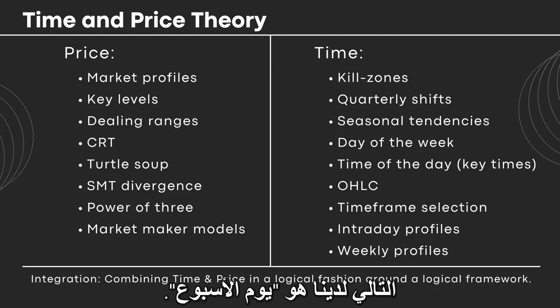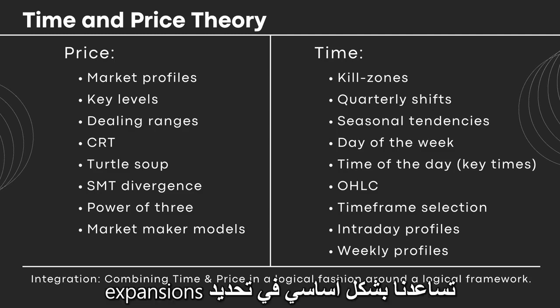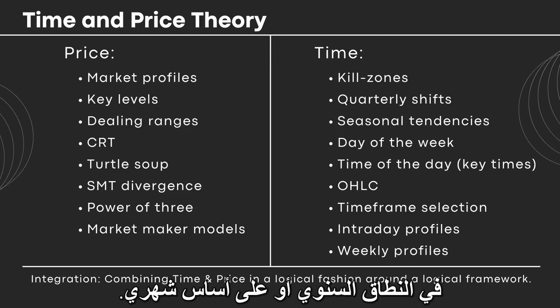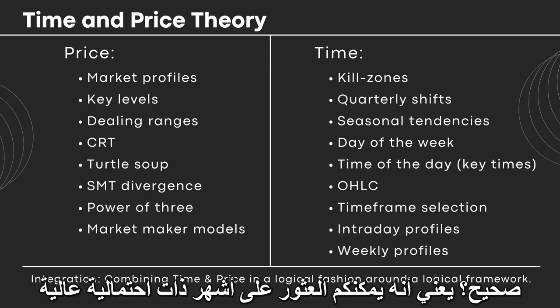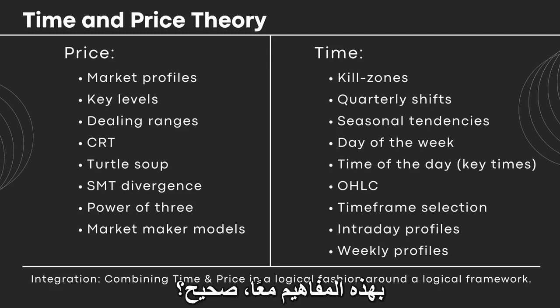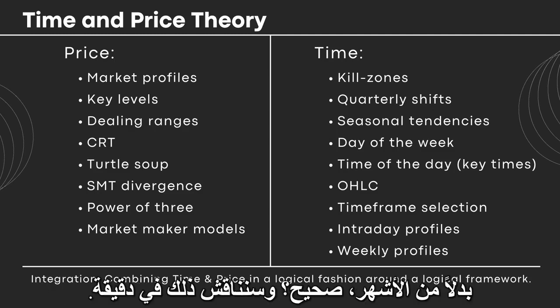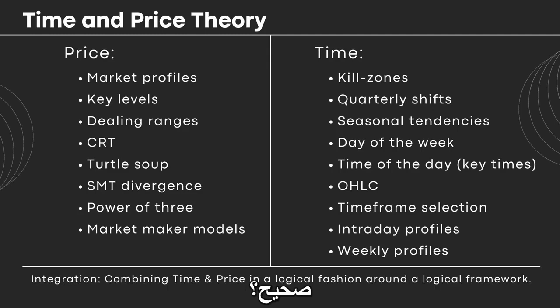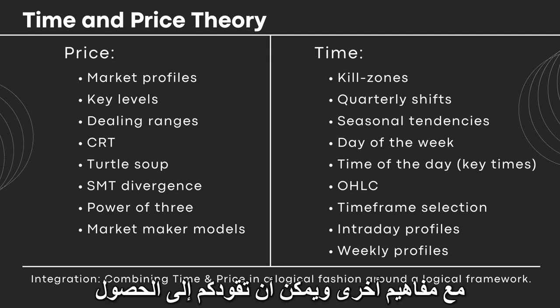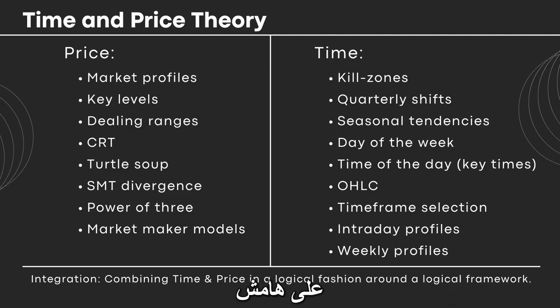Next up we've got day of the week, right? Now, the two concepts above, quarterly shifts and seasonal tendencies, basically help us identify expansions in the yearly range or on a monthly basis, right? Meaning you could find high probability expanding months with those concepts together. Now with the day of the week, we're finding high probability days instead of months, and we'll discuss how in a minute. And next up is the time of the day, which is basically kill zones and key macros or key times during the day, which can be matched with other concepts and can give you a good margin of accuracy.